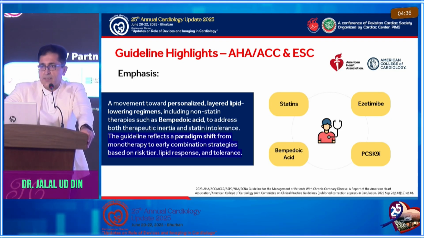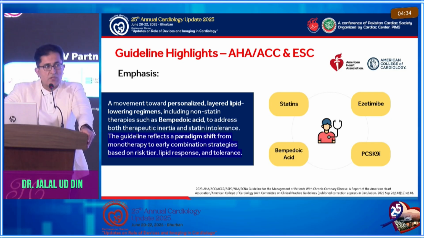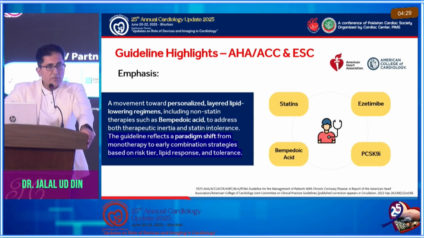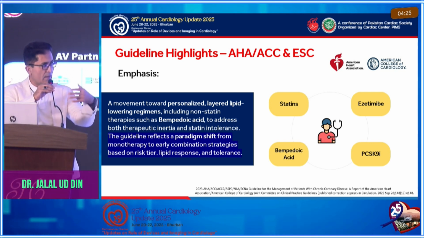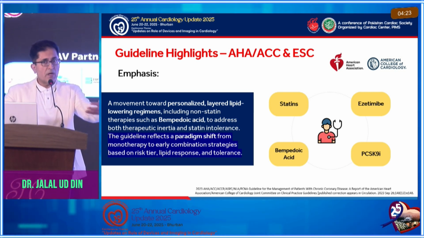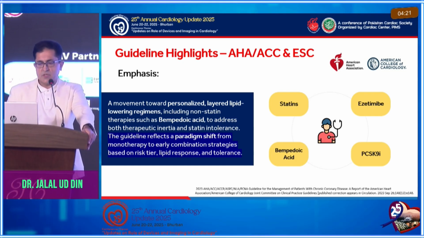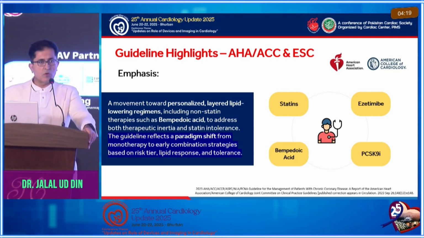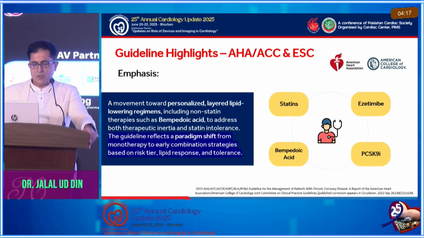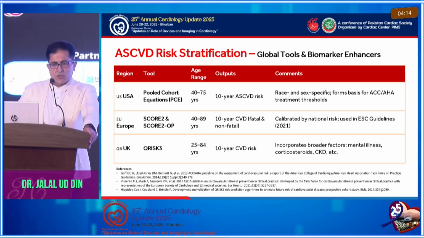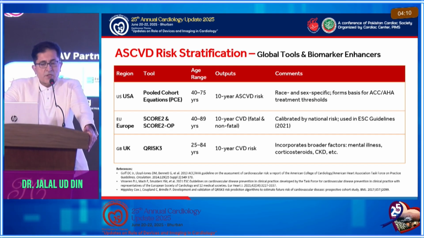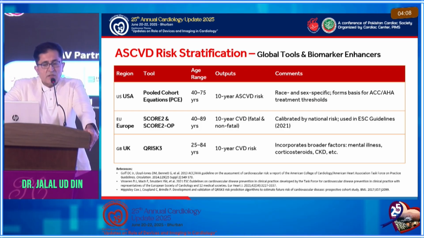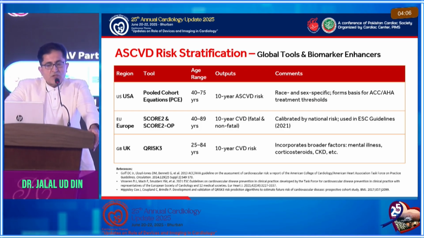They need to be started early, after 6 to 8 weeks if we are not reaching the targets, and bempedoic acid, PCSK9 inhibitors. In fact, in the guideline, PCSK9 inhibitors are the frontliners if we don't achieve the targets. But in our clinical scenario, I believe because of the availability of these monoclonal antibodies, bempedoic acid is a good option.